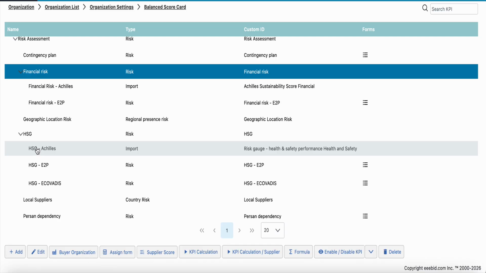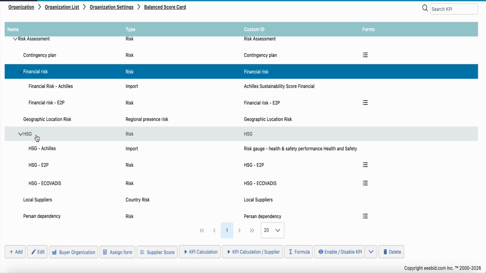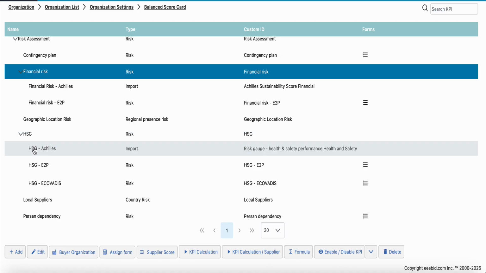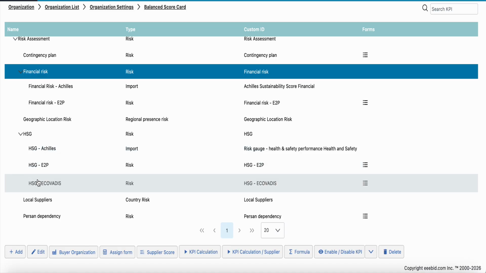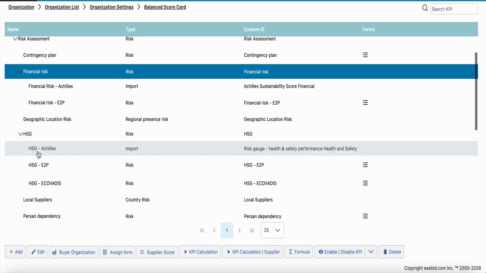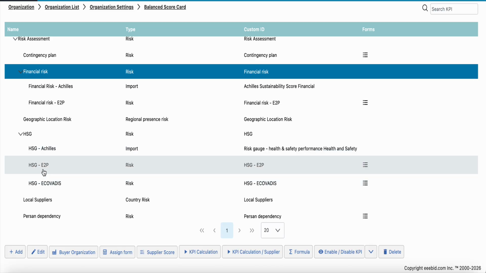Another interesting one is here the ESG score. Again, a situation, tons of companies talk about it. You know them, Sphera, Achilles, Integrity Next, you name it. So here, basically, how it's working is that if Achilles doesn't have data, we take ecovadis data, and if both Achilles and ecovadis do not have data, we take ebidtopay information.